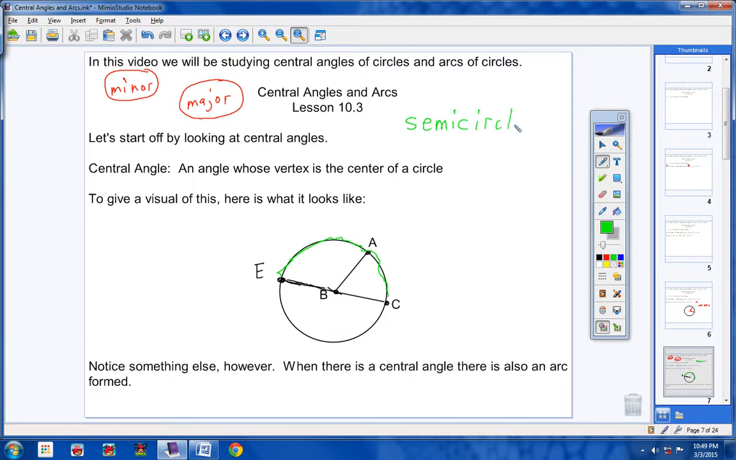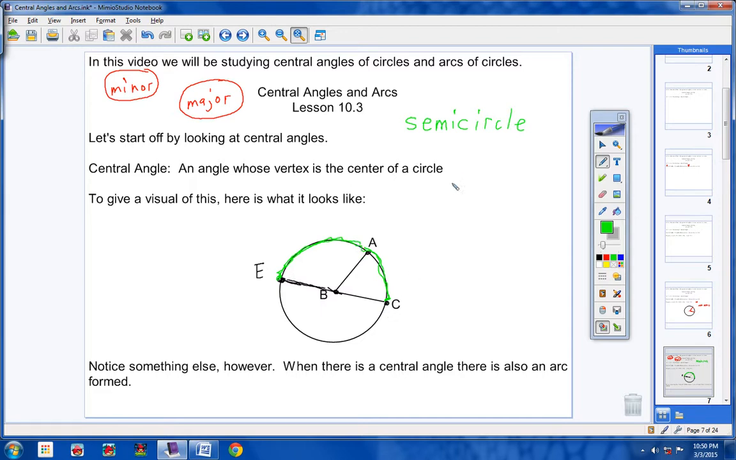A semicircle, okay? An arc that runs from one end of the diameter to the other end of the diameter, we do not call it a major arc. We do not call it a minor arc. We call it a semicircle. Now, if you want to call it an arc, that's fine.